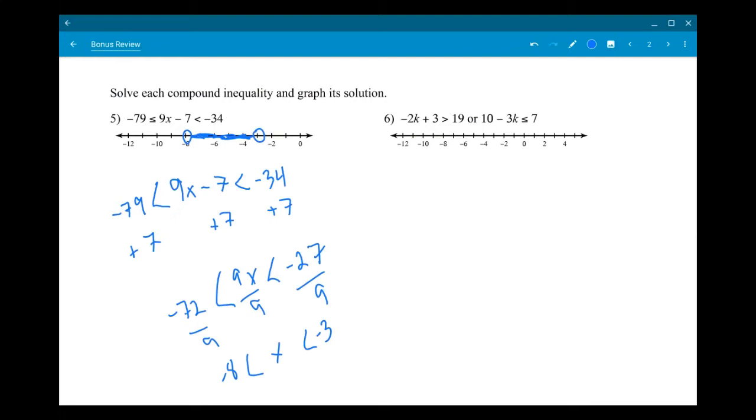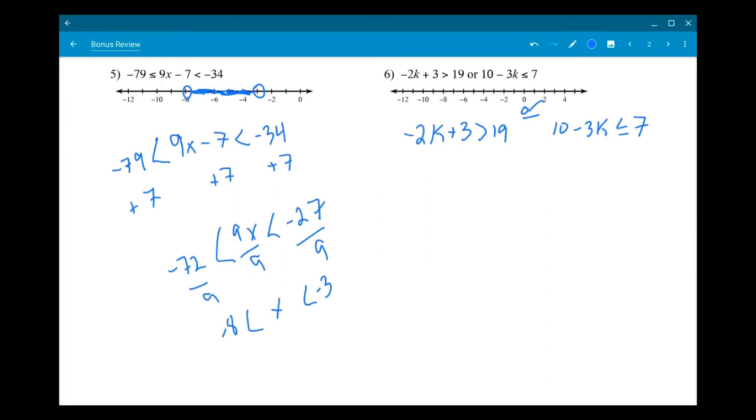Okay. In the other one, I've got 2 very different looking inequalities. And what's great about this is there's an or in the middle. I'm just going to kind of write that up top so I don't forget it. What's great about this is I can just solve both of these separately and completely independently from each other. They are not really dependent on each other. I just solve them both and see what the result is.